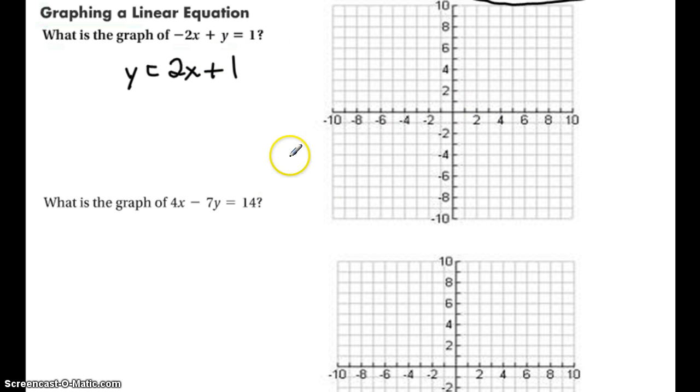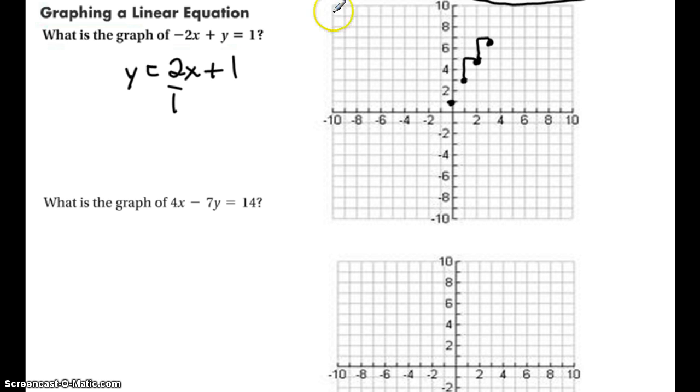and graph. First thing is to look at the y-intercept, which is 1. Go to 1 on your graph, and then do what the slope tells you to do. The slope is telling us to rise 2, run 1. So I'm going to rise 2, run 1, rise 2, run 1, rise 2, run 1. And those are all my coordinates.